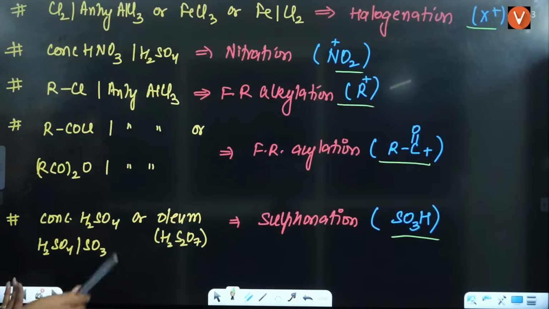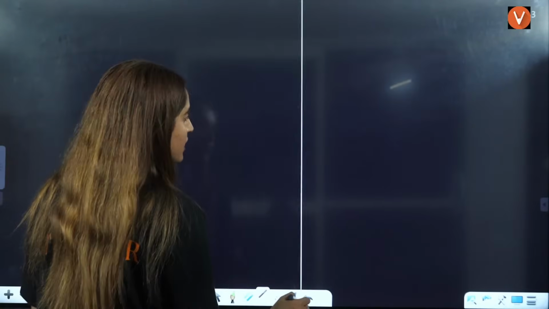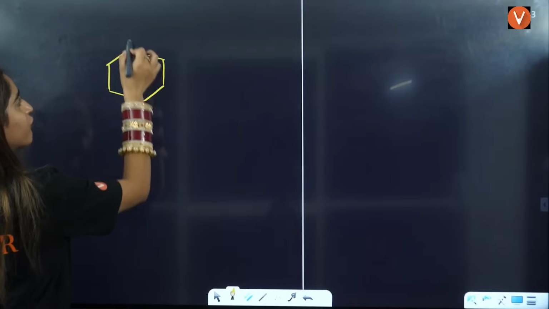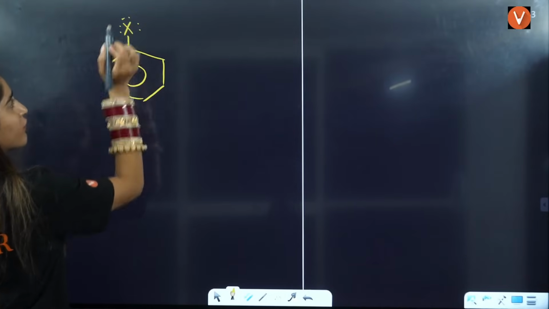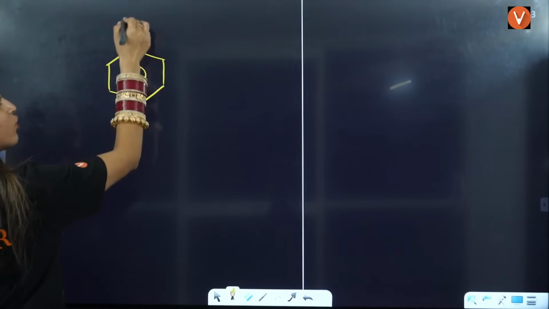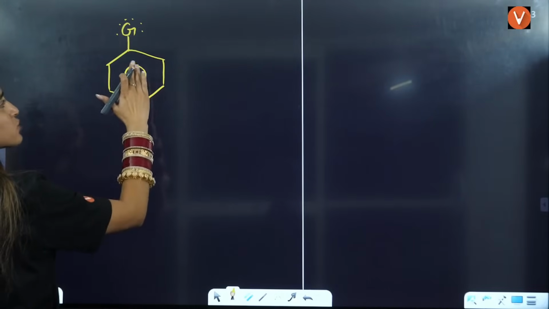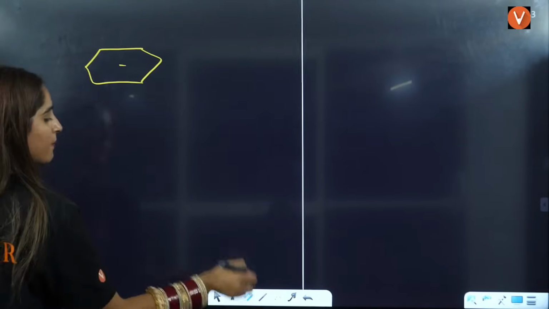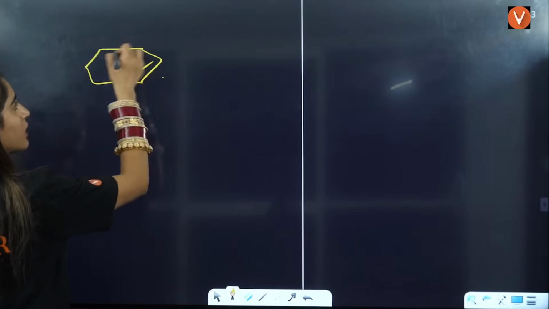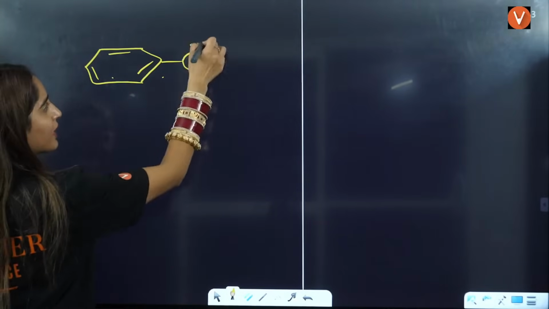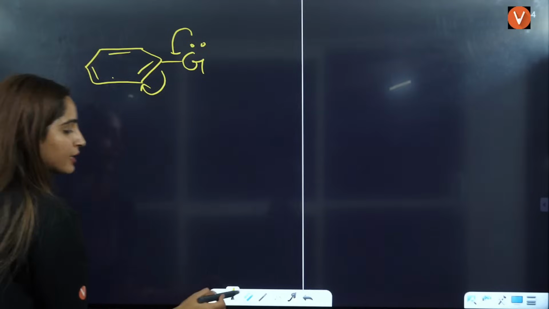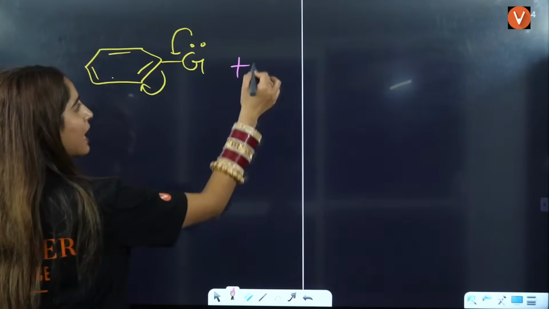Now, one thing that I told you I'll tell you, which is important to understand in organic chemistry reactions: if you have a benzene ring and you have a group attached that has a lone pair of electrons, it is always going to donate the electrons. That means it is always going to show a plus M effect.